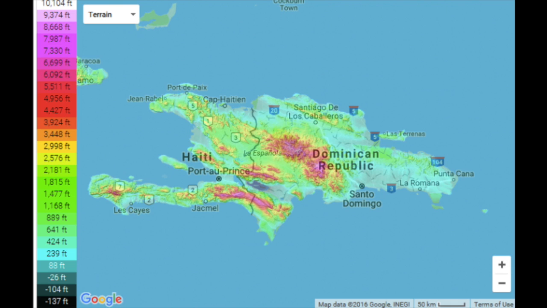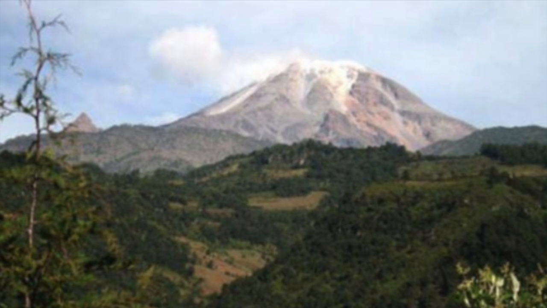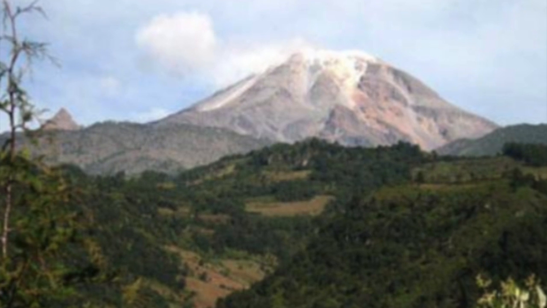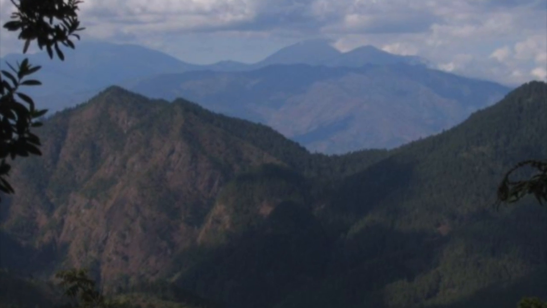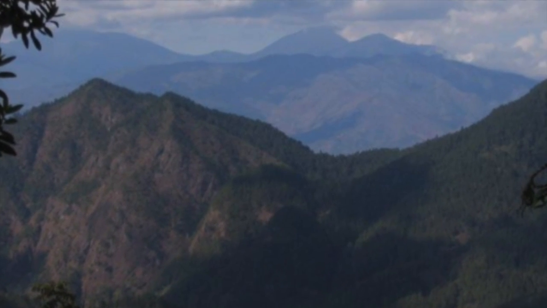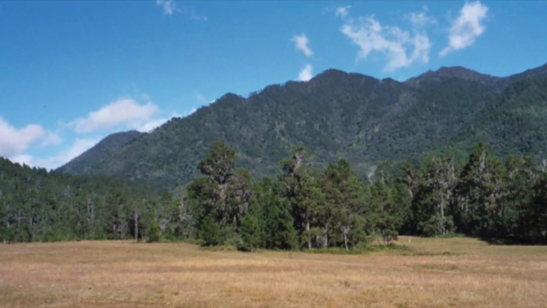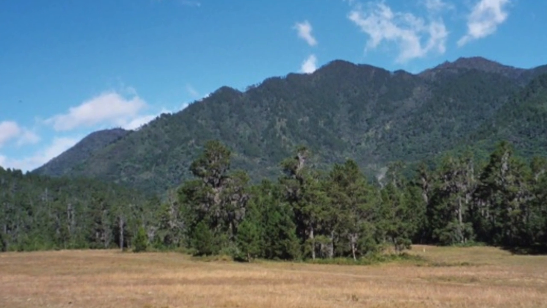The highest mountain in this region is Pico Duarte, which is located in the Dominican Republic. It stands at 10,164 feet above sea level and is the only mountain higher than 9,800 feet in the whole region. Only 15 mountains in this region exceed 3,200 feet above sea level.